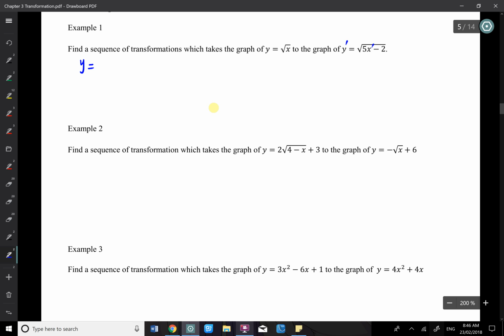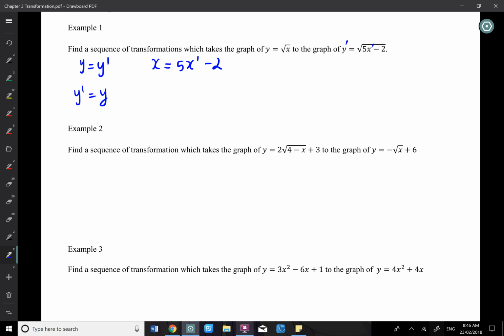So y equals y dash, and then x equals 5x dash minus 2. Those two houses, like the people who live in, need to be the same. So you make them the same. You can see there's nothing happening to the y side. y dash just equals y. For the x side, I need to make x dash the subject because I want to see what's happening to the new point compared to the original one. So x dash equals x plus 2 over 5.